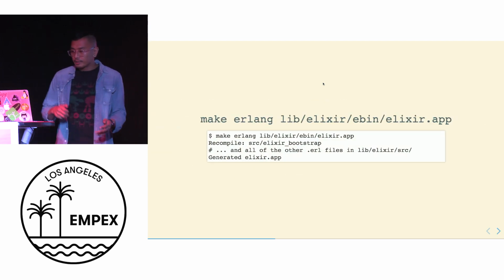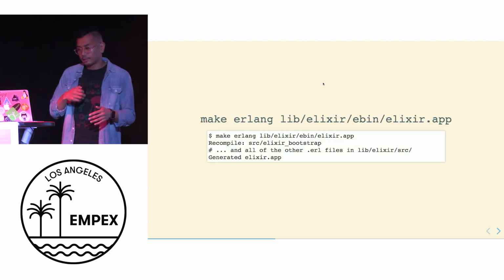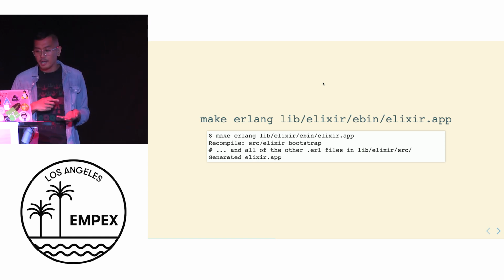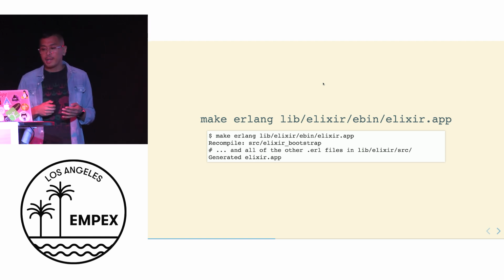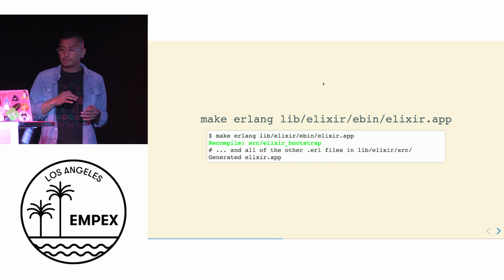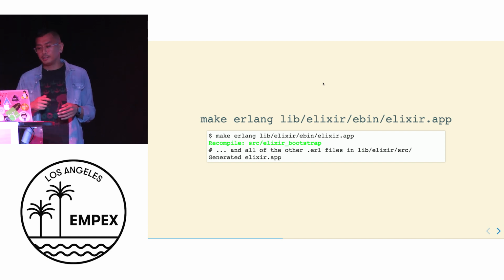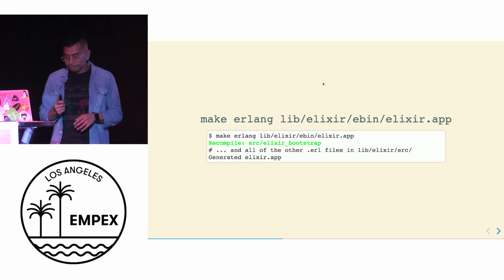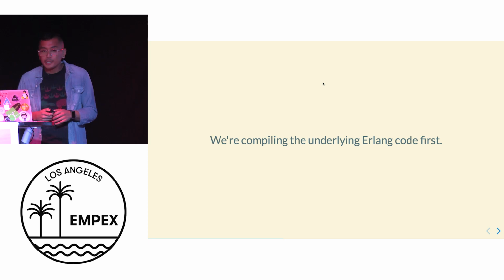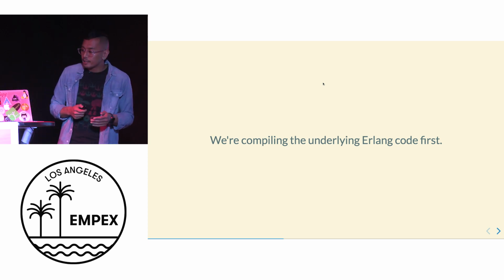So I put make erlang and make app together, because that's pretty simple in what it does. But what you want to notice is that we're making the elixir_bootstrap Erlang module, and it compiles all of the other Erlang modules in lib/elixir/src. So we are compiling all of the Erlang code first.